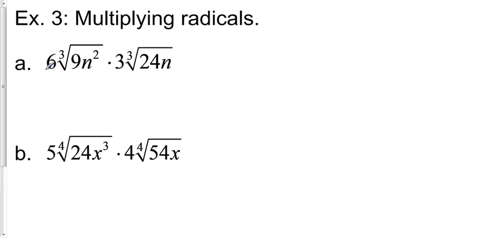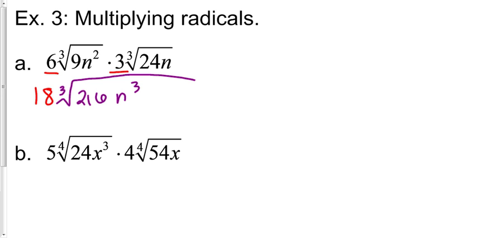Well, if you see the numbers out in front, I've got a 6 times a 3. You can start there. 6 times 3 gives you 18. Then you want to multiply everything underneath this cube root sign, and you can keep the cube root here. So we've got 18 out in front. 6 times 3 is 18. And then under the cube root sign, we're going to multiply 9n squared times 24n. 9 times 24 gives me 216. N squared times n gives me n to the 3rd power. Now that we've got these multiplied together, I can go ahead and simplify my cube root.